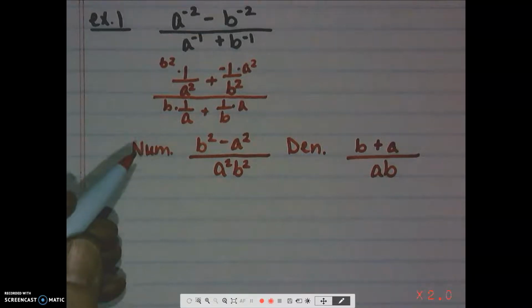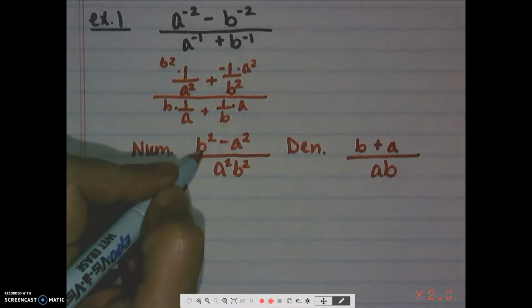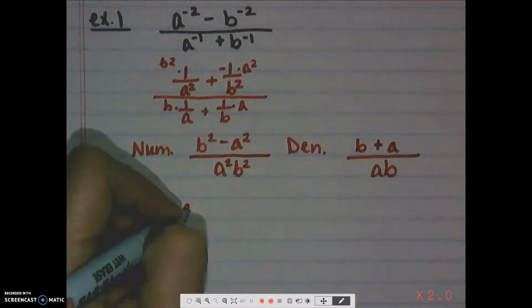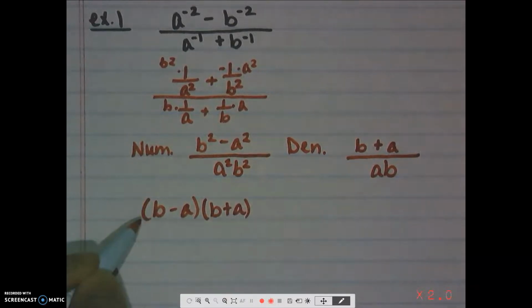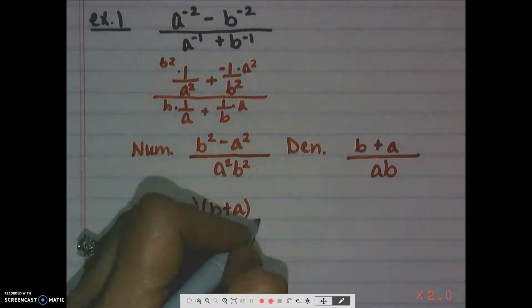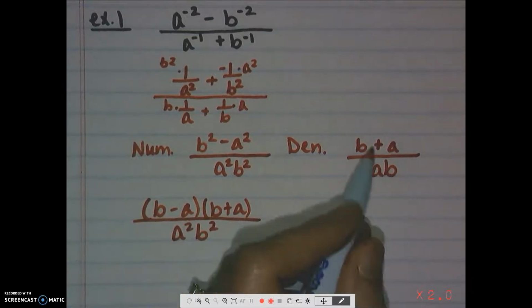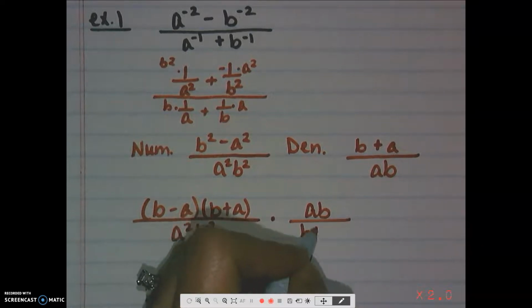Now, we're dealing with this division bar. So the first one's going to stay the same. However, when we divide rationals, we factor everything as much as possible. Since it is b squared minus a squared, we do need to put b first. So it can be b minus a and b plus a, or b plus a and b minus a. Doesn't matter. Over a squared, b squared. Second fraction, we're going to flip. So that would be ab over b plus a.